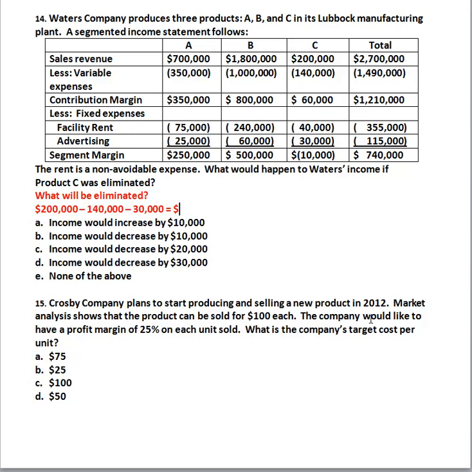So that leaves you with $30,000 of income. So basically what that means is that if we eliminate C, we will eliminate $30,000 of income. So that means income would decrease by $30,000. So your answer on 14 is D.